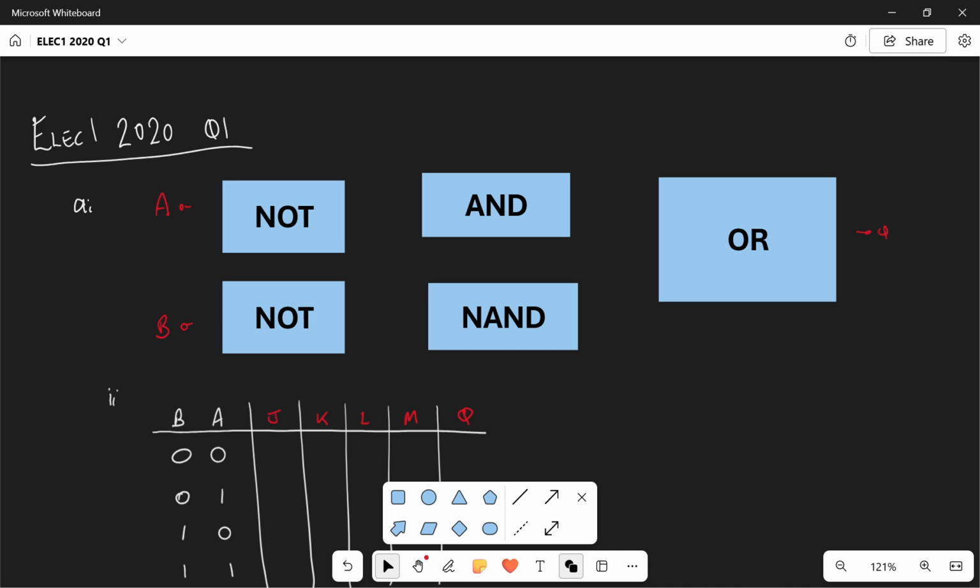Okay, this is ELEC1 2020, question 1, part A. A design for a logic system is shown below. For part 1, redesign the logic system using only 2 input and NAND gates. Draw a diagram showing your design and cross out all redundant gates.